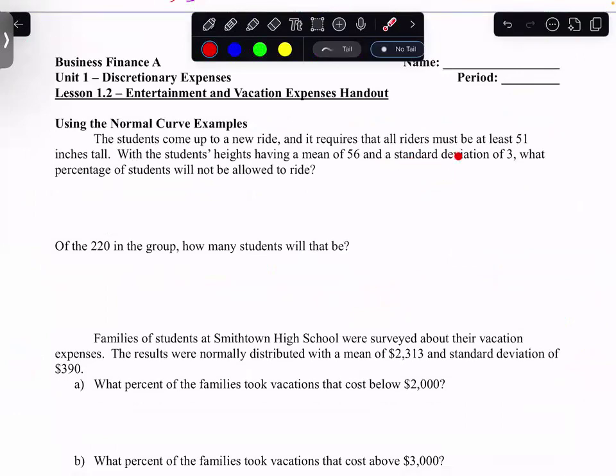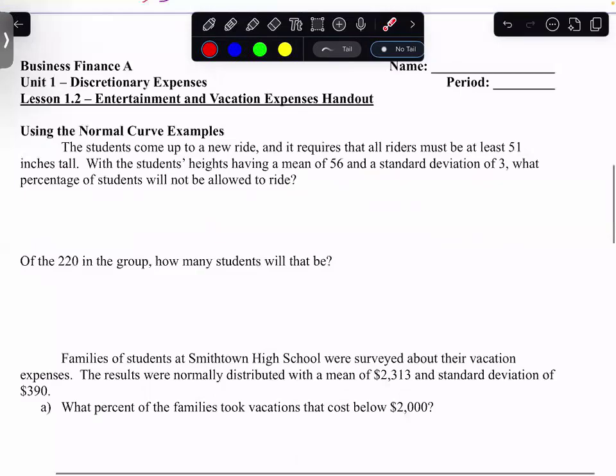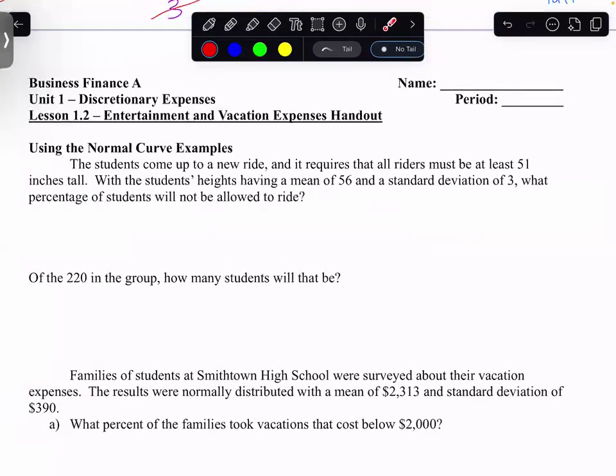Okay, so here we have a different ride. Different rides had different height requirements. For this one, they must be at least 51 inches tall. It's the same group of students. The mean is still 56. The standard deviation is still 3. But we want to know what percentage of students will not be allowed to ride.